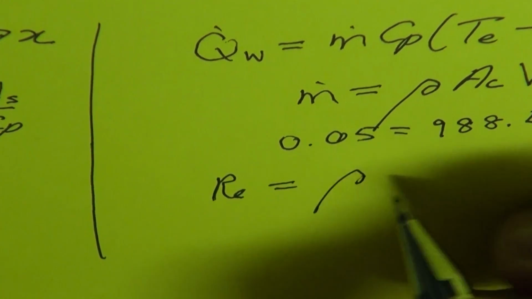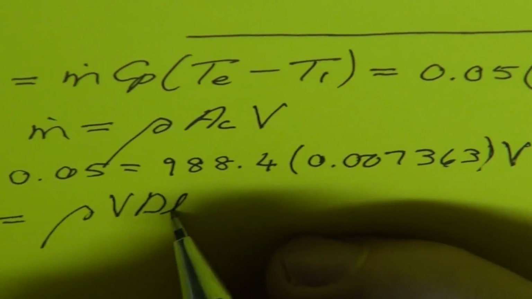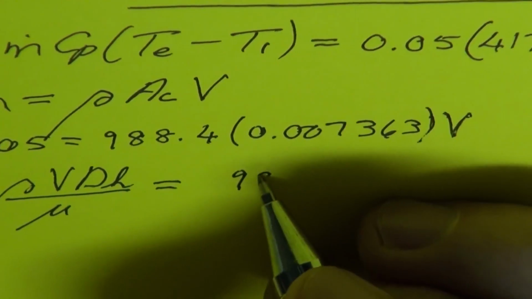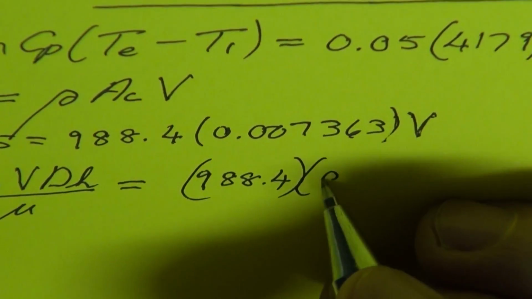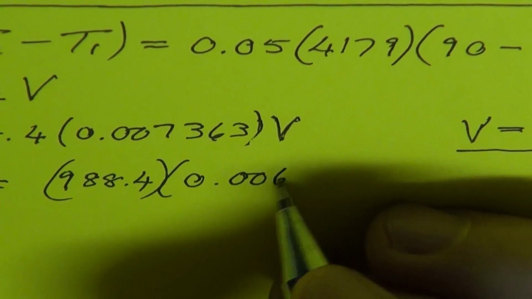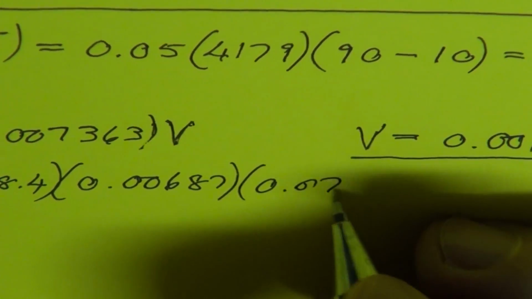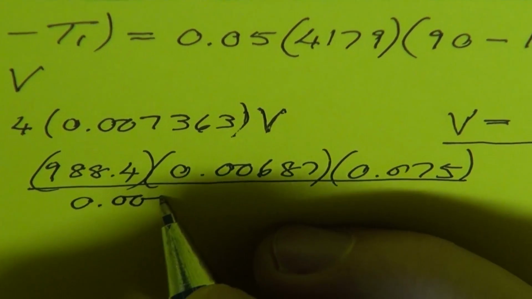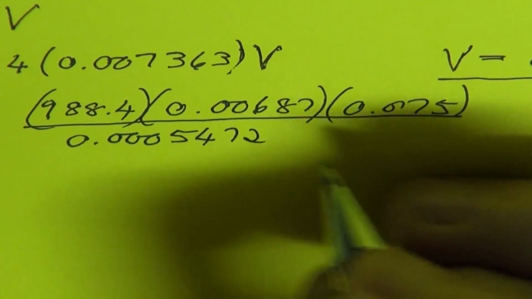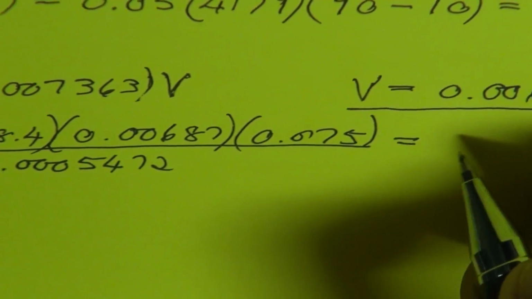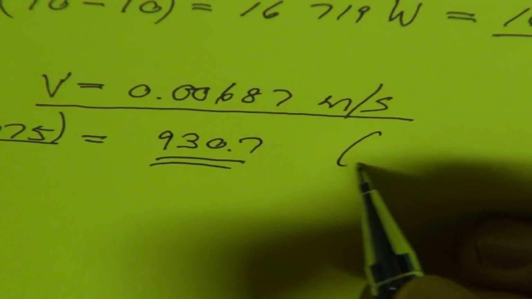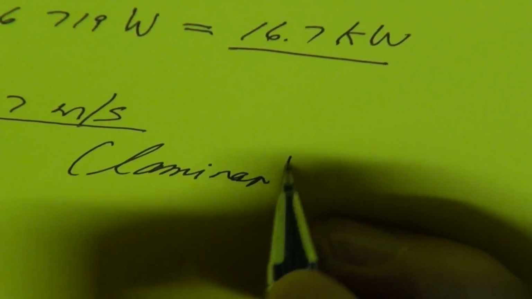Right, now that we have the velocity, we can calculate the Reynolds number. The Reynolds number is equal to rho multiplied by the velocity multiplied by the hydraulic diameter divided by the viscosity. The density is equal to 988.4. We've just now calculated the velocity, 0.00687, multiplied by the hydraulic diameter, which is 75 millimeters, divided by the viscosity, which is equal to 0.005472. And if we calculate the Reynolds number, then it is equal to 930.7. Right, now because it is much smaller than 2100 to 2300, we know that the flow should be laminar. So we've got laminar flow.